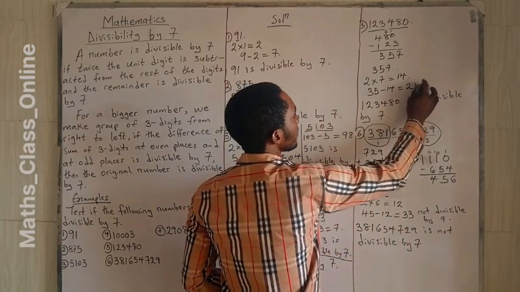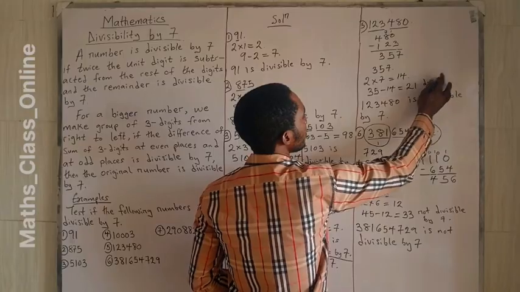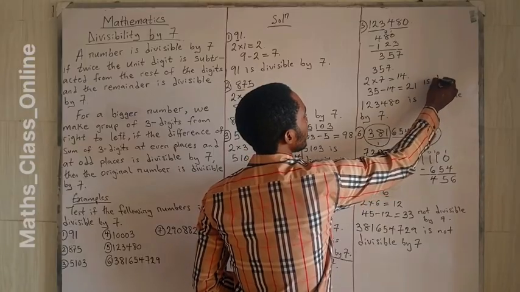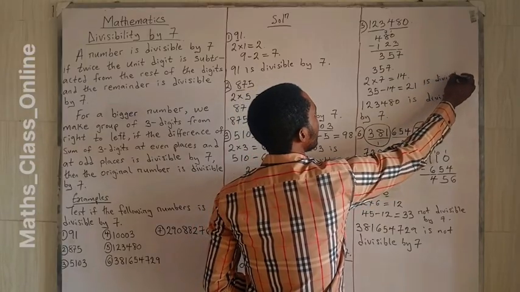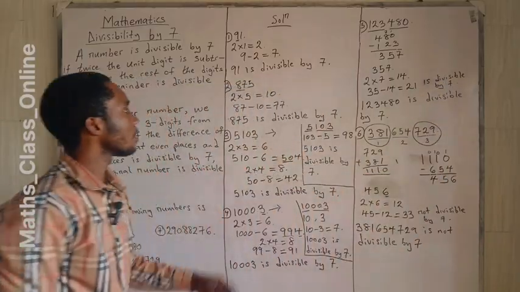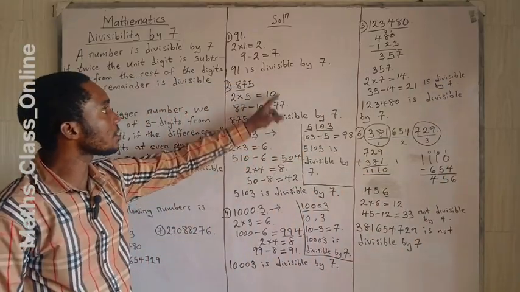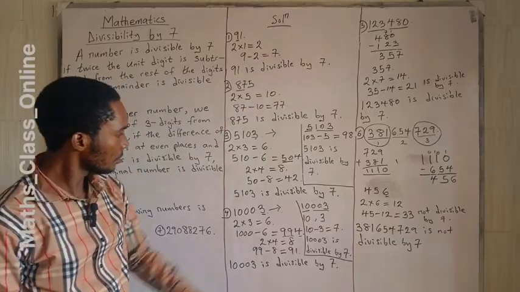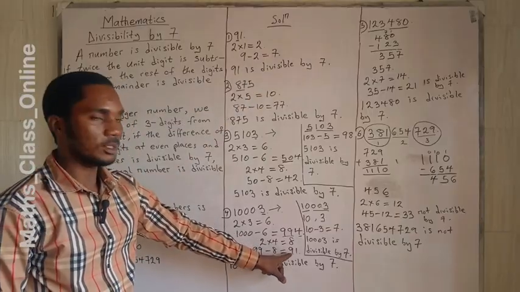This 21 is divisible by 7. And also this 77 is divisible by 7. 7 is divisible by 7. 91 is divisible by 7.